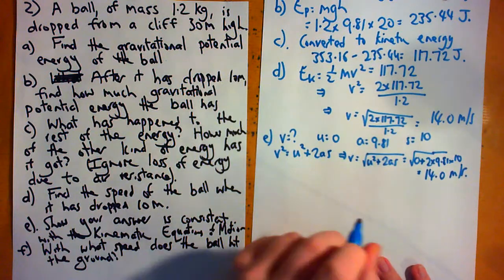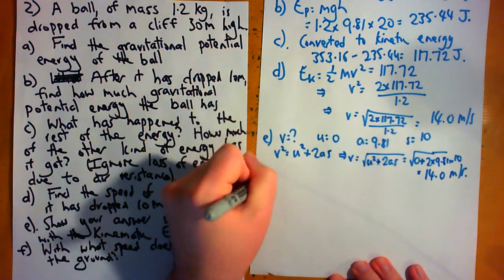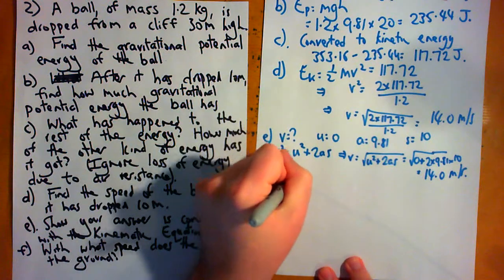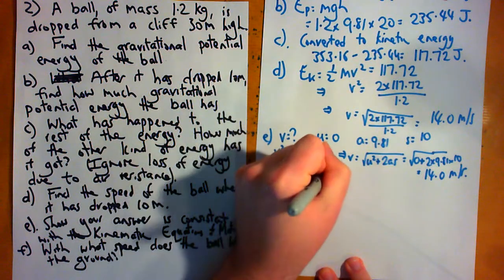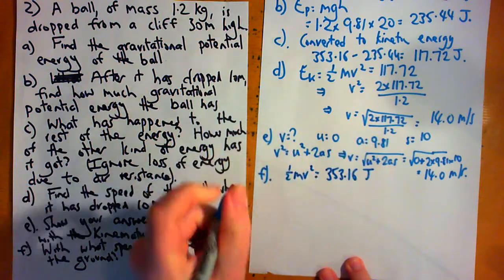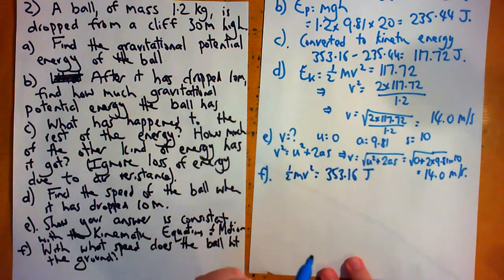Question F, with what speed does the ball hit the ground? So when it hits the ground, all of that starting energy, the whole 353.16 joules, has all been converted into kinetic energy. So at that point, the kinetic energy, half mv squared, is 353.16 joules. And then from there, we're going to do exactly what we did in question D.